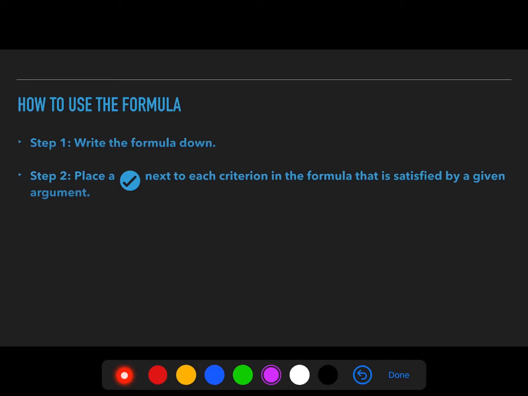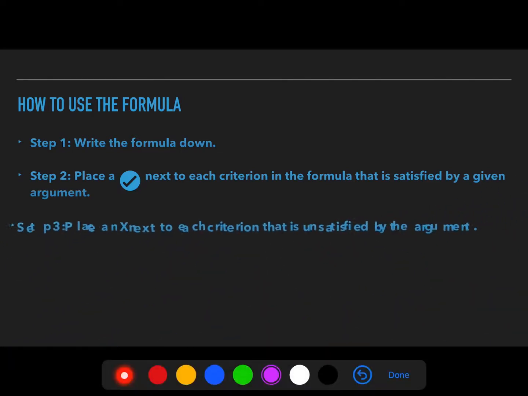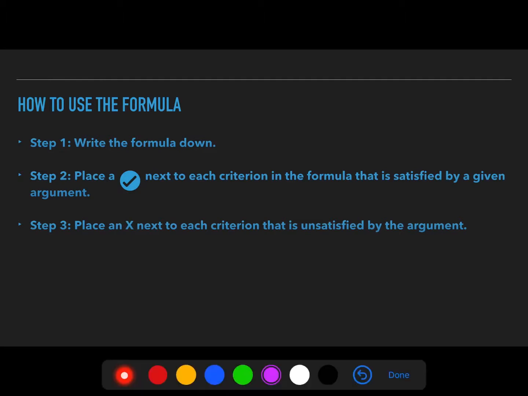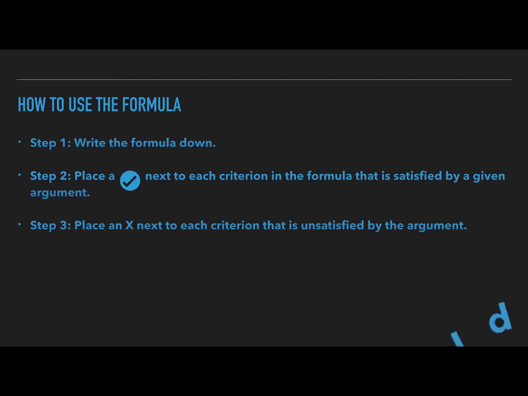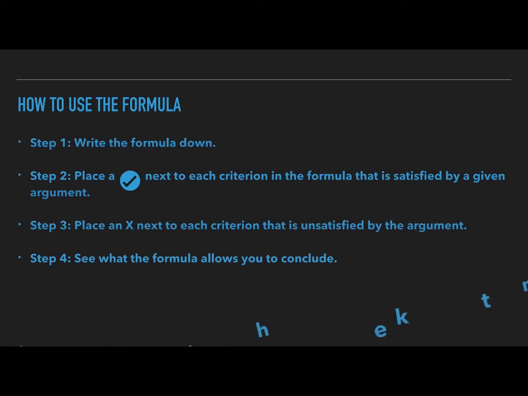Okay? We're going to use X's and place them next to the parts of the argument that we know are not satisfied. So if you know you have an argument that's not sound, you can put an X by the S. Okay? Now, once you place all your check marks and X's next to the various parts in the formula you have written down, then you can just try to work out what the formula tells you about the rest of the parts that you don't have checked or X'd.